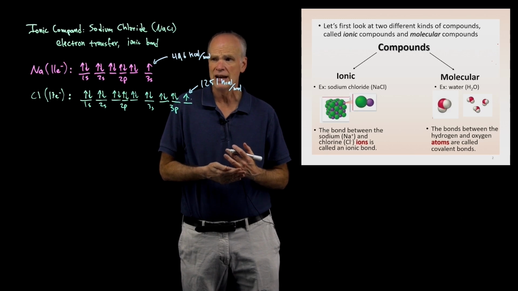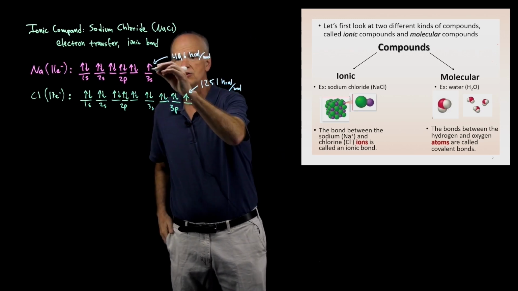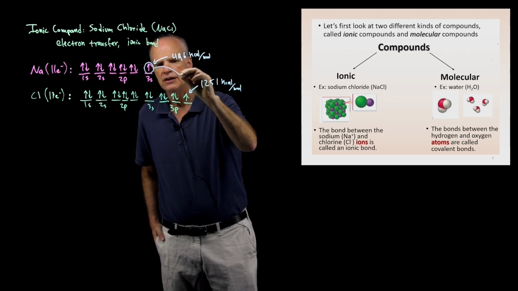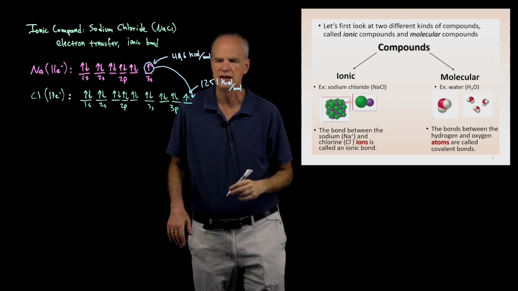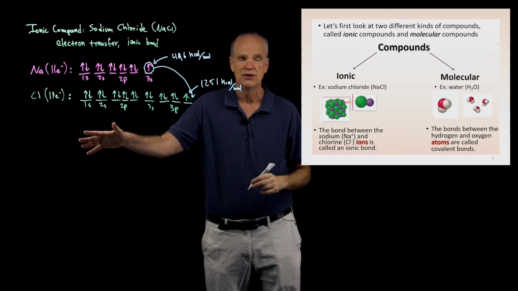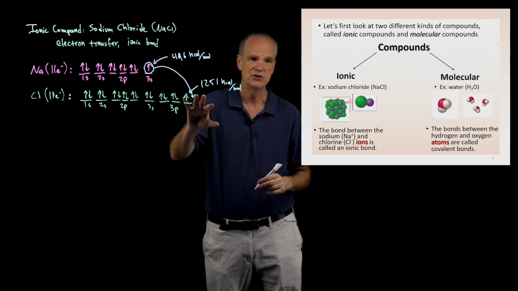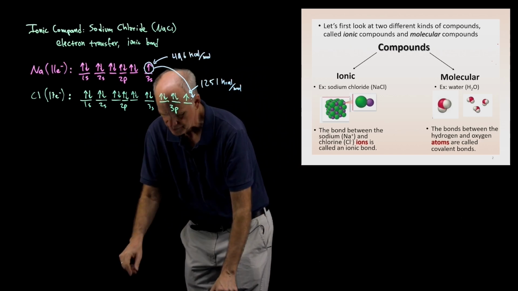So because it's easier, what's going to happen is this electron here is going to leave sodium and transfer to chlorine. What I'm going to do right now is write out the electron configurations of these atoms after you have the electron transfer. So I'll get back with you in just a minute and then we'll explain what's going on here.